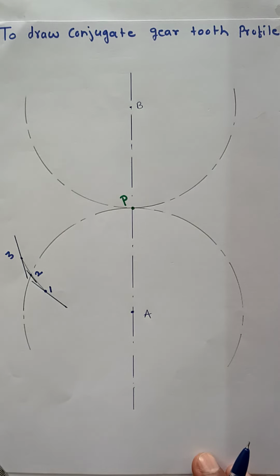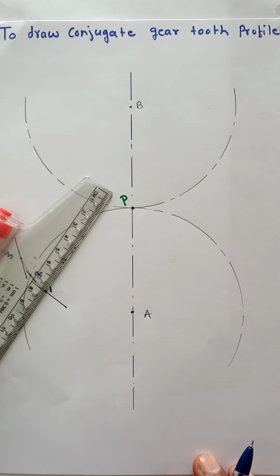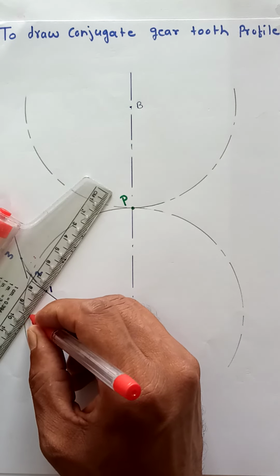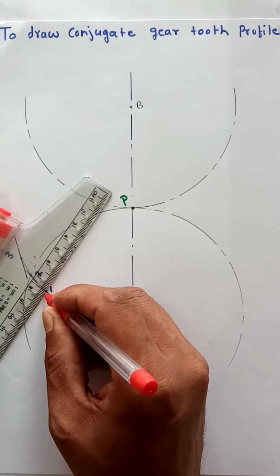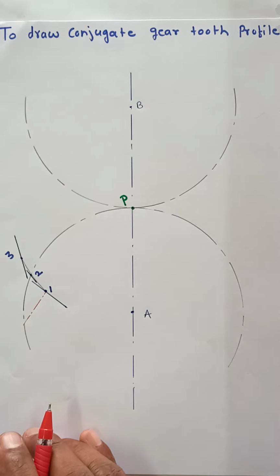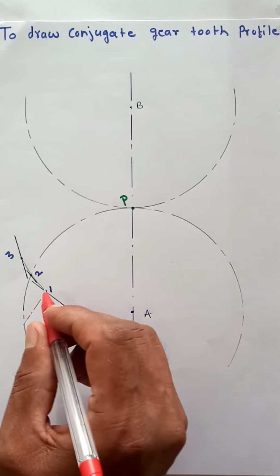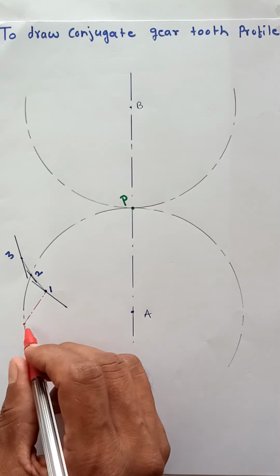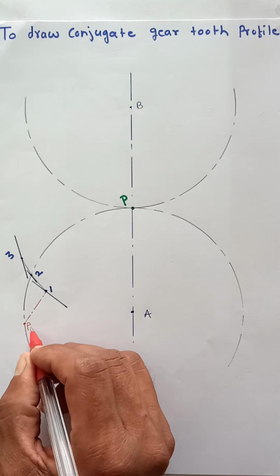So now after drawing the tangents at these 3 selected points, in the next step we will draw the normals to these tangents, and we will mark the point of intersection of these normals with the pitch circle of gear 1. So this is the normal for tangent 1, and let us suppose that this intersects the pitch circle 1 at point P1.